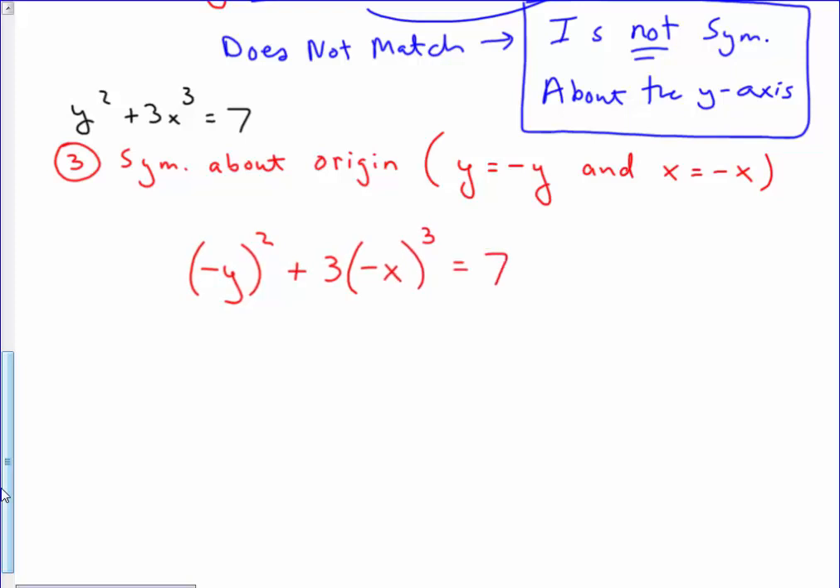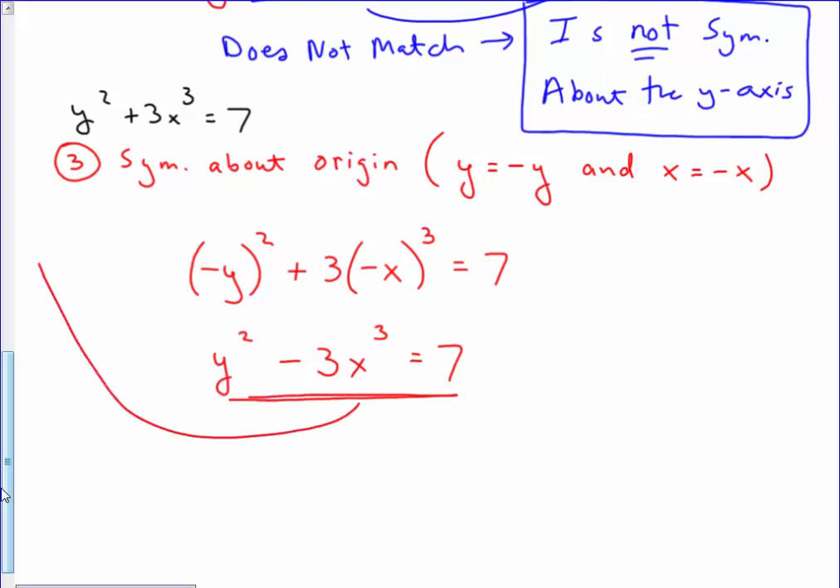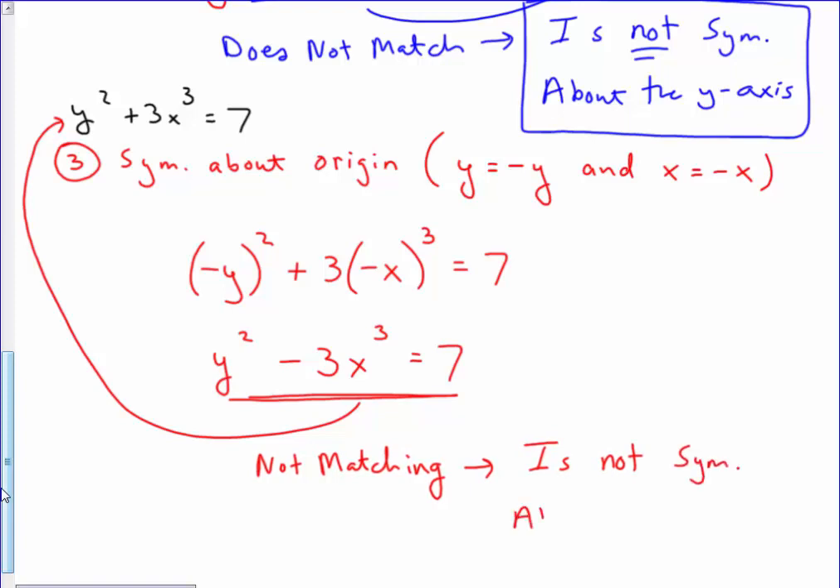Simplifying, I know when I square a negative, it would become positive. So this would be positive y squared. Next, I know when I cube a negative, it would stay negative. So I'll rewrite this and it would become negative 3x to the third equals 7. I then want to compare this to the original here. I notice that it's not the same, so it does not match. And so I would say it is not symmetric about the origin.